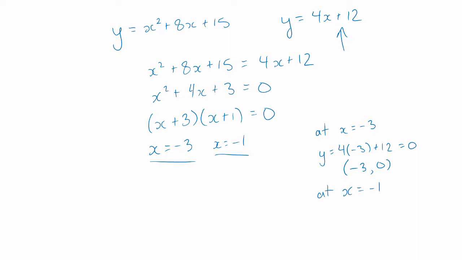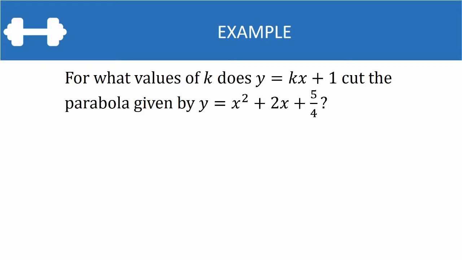At x equals negative 1, I take that and pop it back into the equation for a line. And so when I evaluate that, I'm going to have 4 times negative 1 plus 12. Now that's equal to 8. So that's the y value of my other point of intersection. So I've got one point of intersection that's negative 3, 0, and another one that's negative 1, 8. So those are my 2 points of intersection, and that's basically how you'll find the intersection in any scenario.